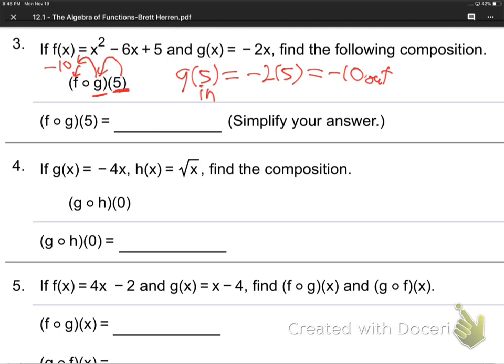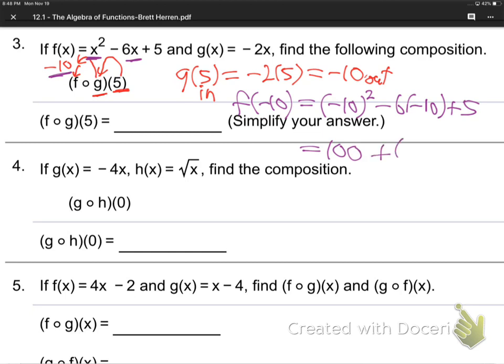So now we're going to do F of negative 10. That negative 10 is going into F. Here's F. You put in here and here. There's 2 insert slots, aren't there? So negative 10 squared minus 6 times negative 10 plus 5. So that's 100 plus 60 plus 5. 165 is the final output. We're done with that problem.